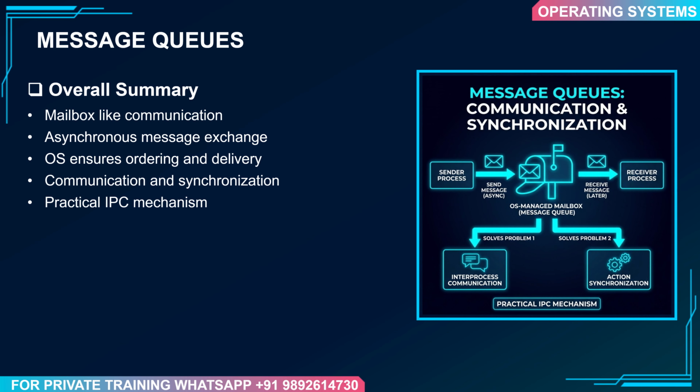To sum it up, message queues provide a mailbox like communication system inside the operating system. Processes send messages without worrying about when they will be received. The operating system ensures messages are stored, ordered, and delivered correctly. By doing this, message queues solve two big problems at once. They allow processes to communicate and they help synchronize their actions. As we move forward to shared memory and signals, keep this idea in mind. Each IPC mechanism exists because different situations need different communication styles, and message queues are one of the most practical and human friendly solutions among them.